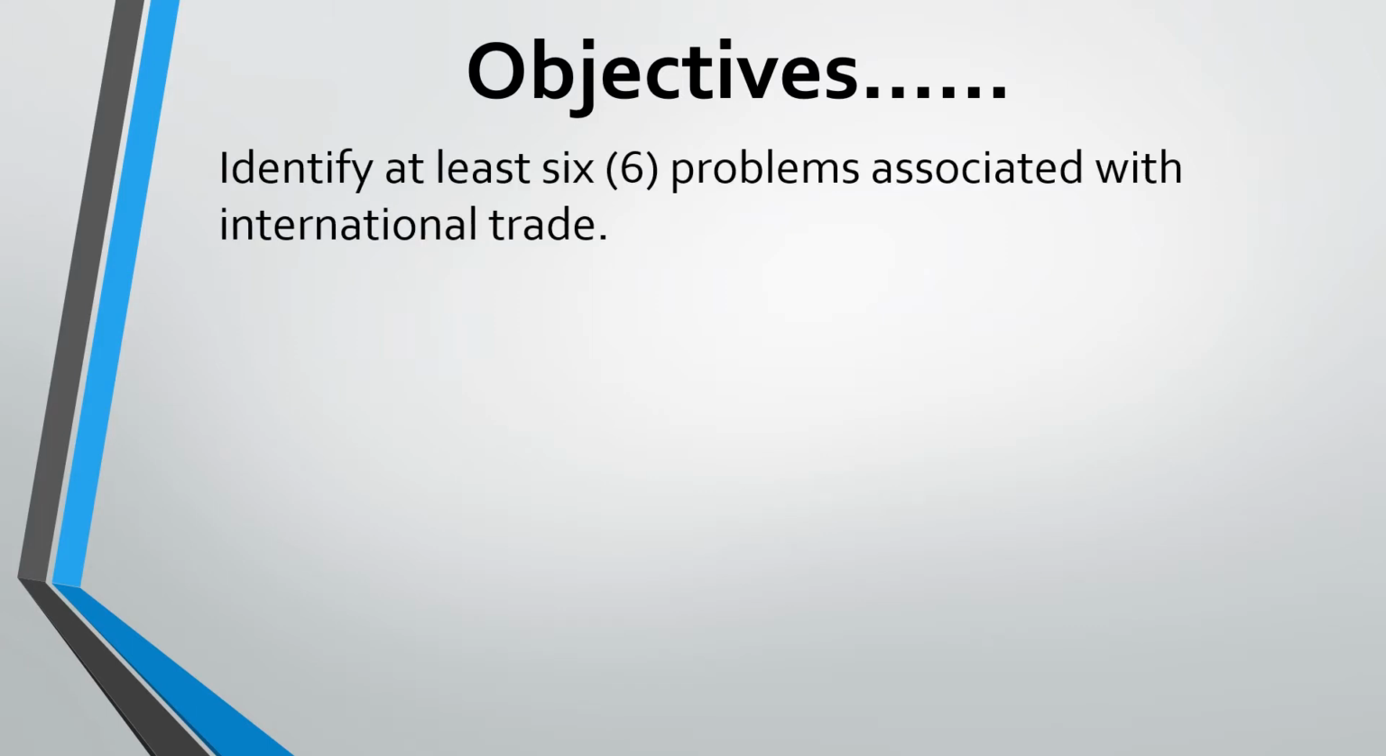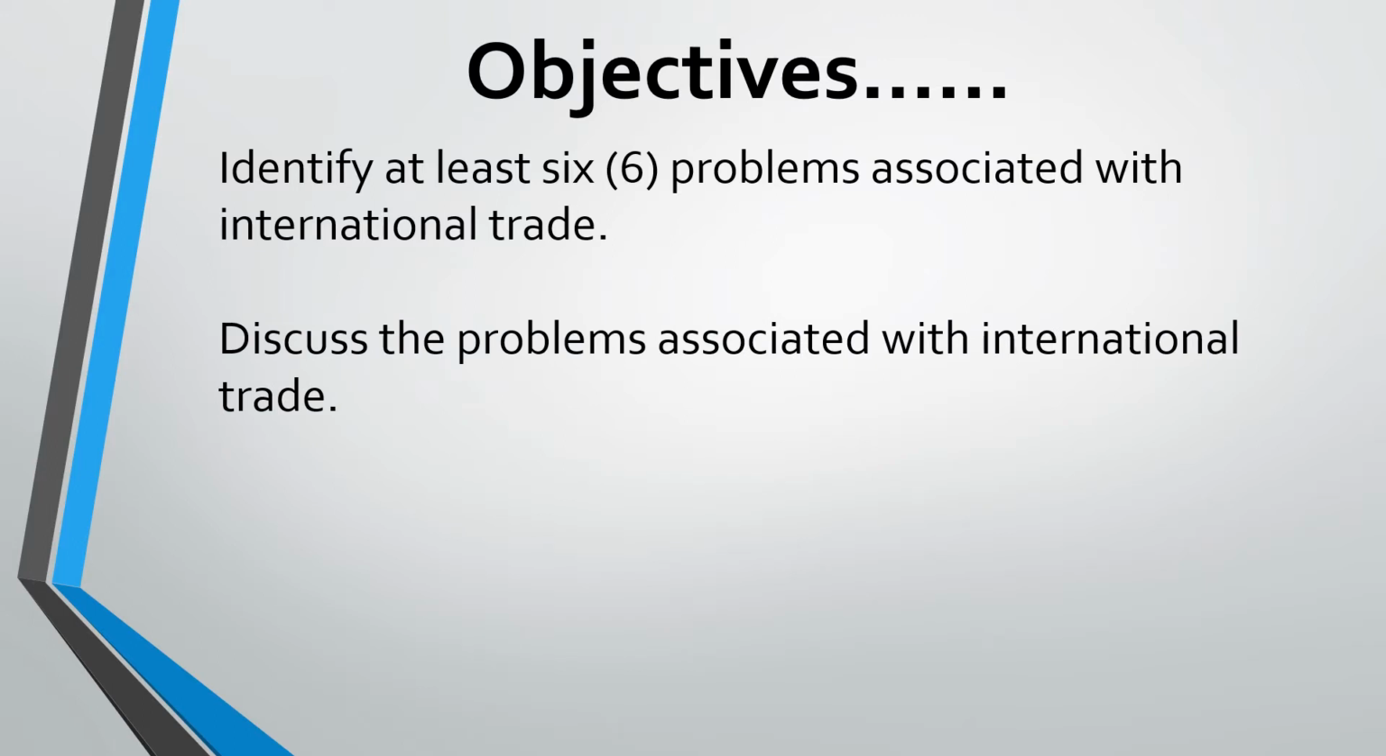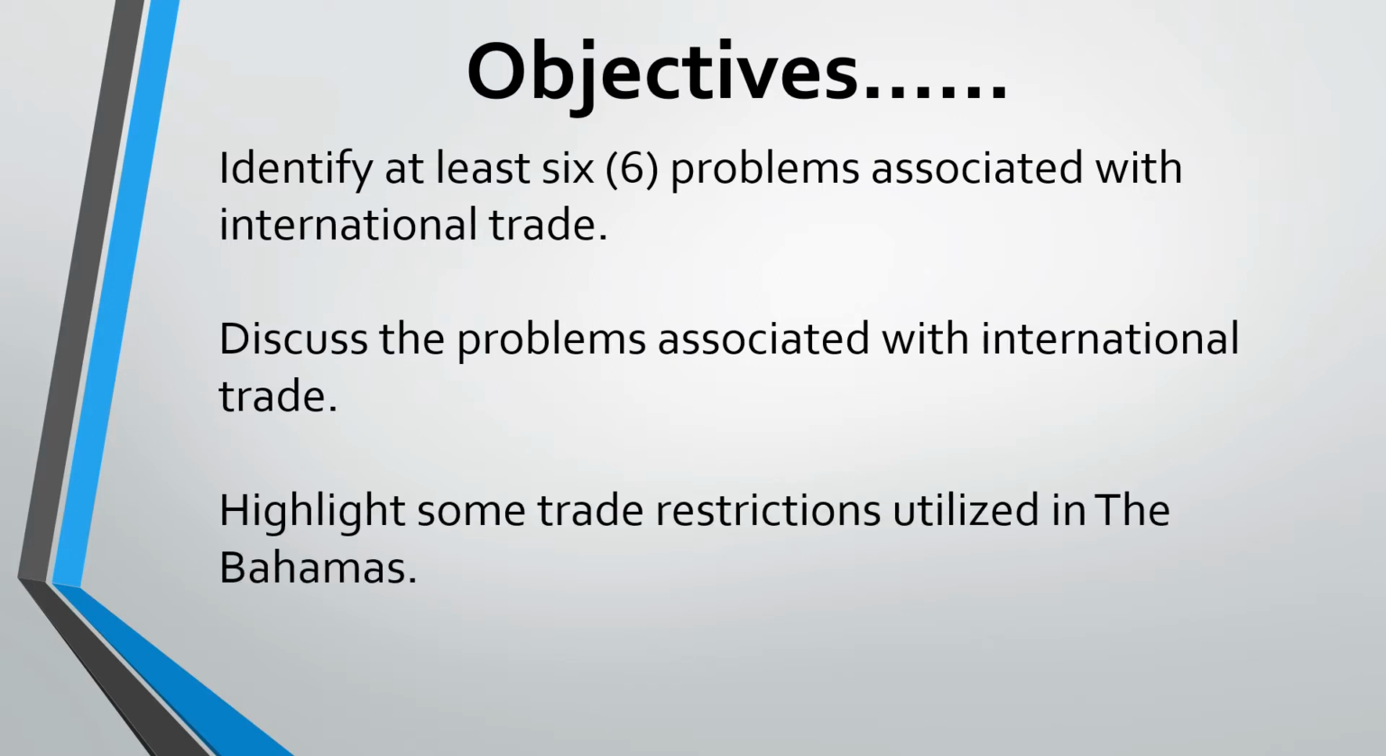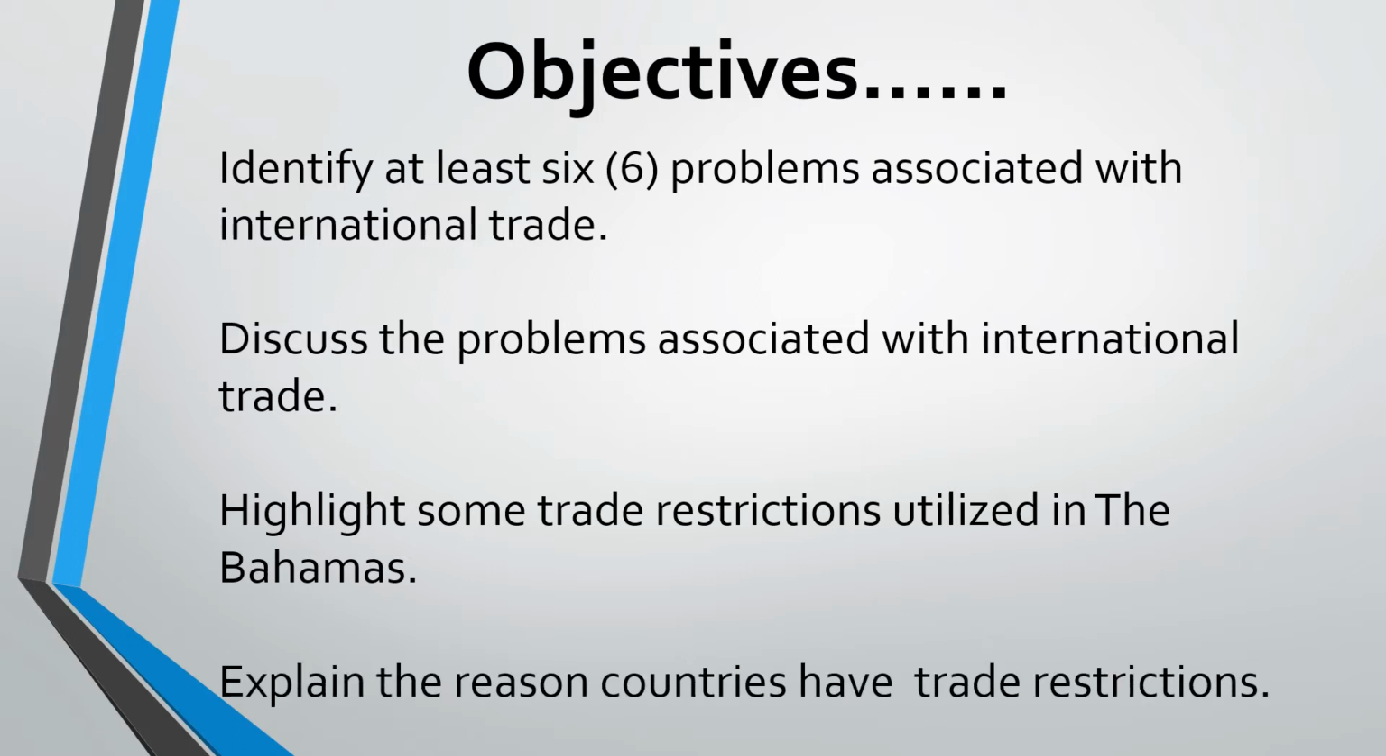At the end of this lesson, students should be able to identify at least 6 problems associated with international trade. Then students should be able to discuss the problems associated with international trade. Students should then be able to highlight some trade restrictions utilized in the Bahamas and explain the reasons countries have trade restrictions.